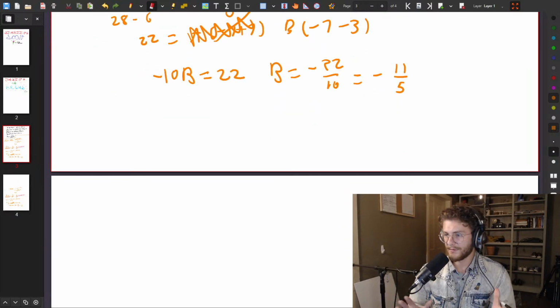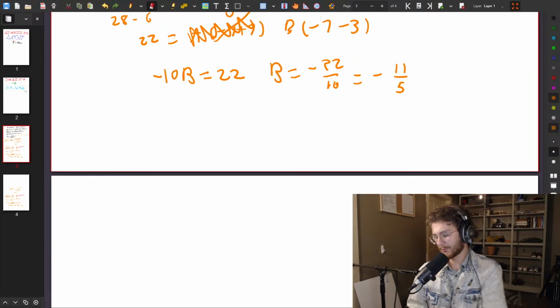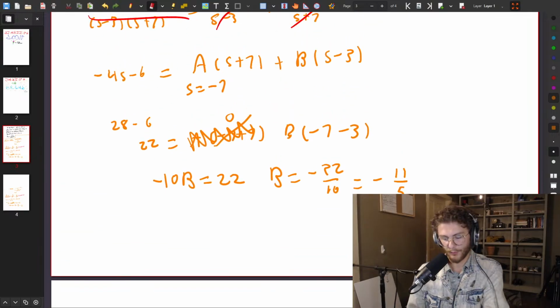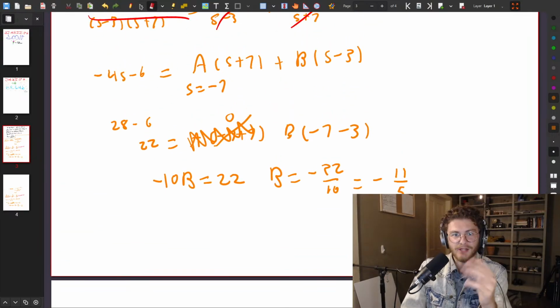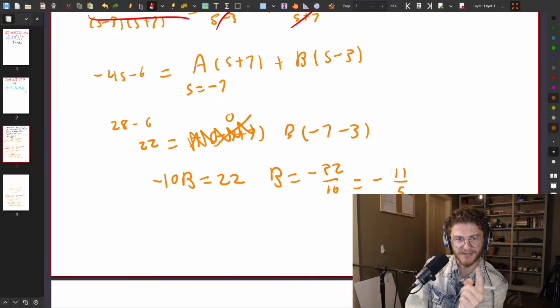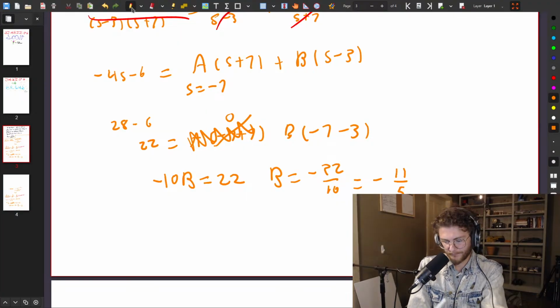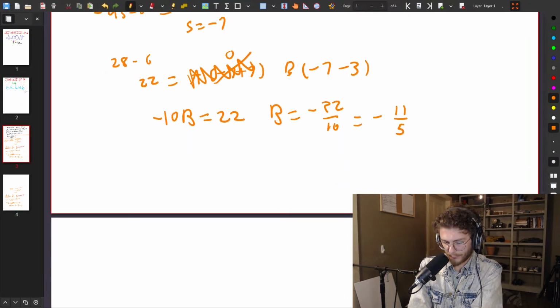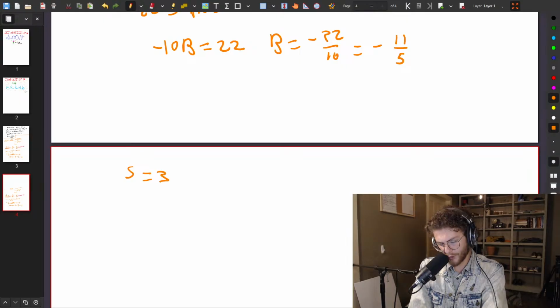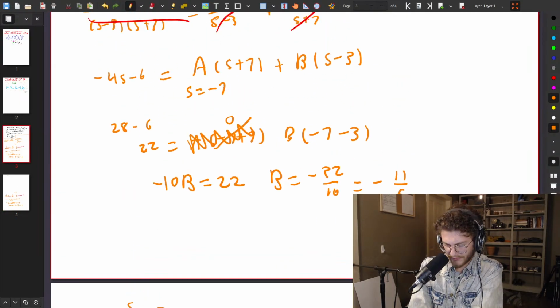And now that we've got b, we can grab a. And a is going to be pretty straightforward here since we now have b. We can do the same thing we did last time, but we're getting rid of b. We could still just solve for a, but I want to be fun. So we're going to do s equals 3. And you know what time it is.